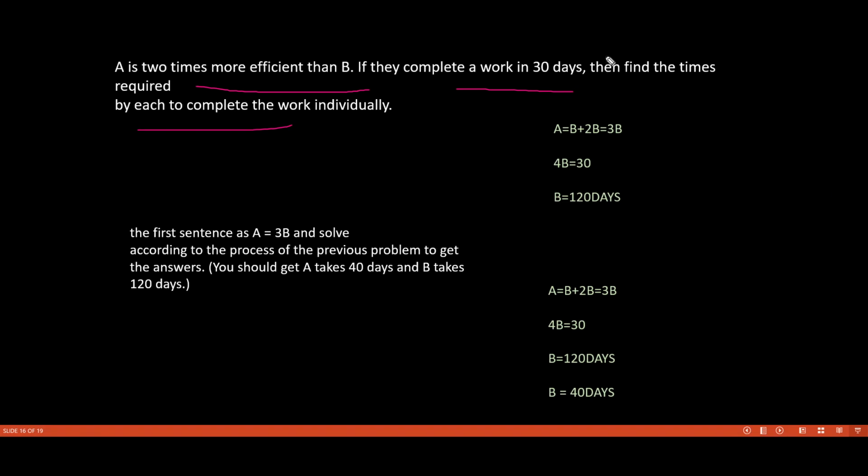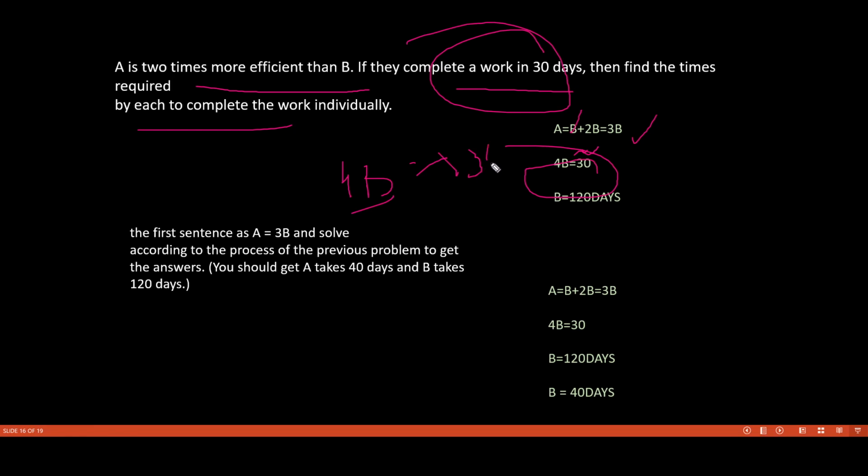So see, in this kind of question, what is said is there, A is 2 times more efficient than B. So A is first of all B's efficiency, and then there is a plus 2 times the efficiency of B. So 3B, and together they are completing the work in 30 days. So we get 4B is equals to 30 days. Means when B is working 4 times his efficiency, then that work is to be completed in 30 days.